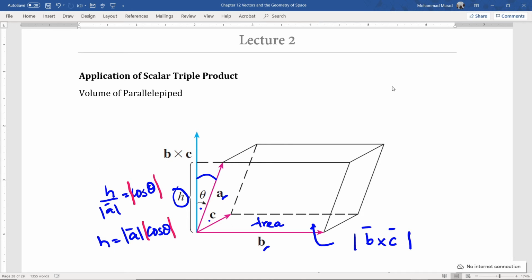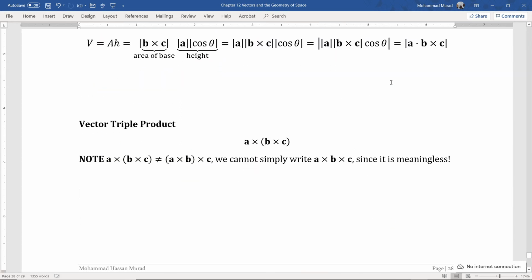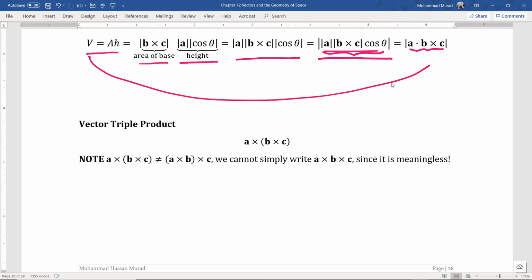So the volume of this box is given by the formula as shown here: the area of the base times height, where the area of the base is the magnitude of the vector B cross C, and the height is the product of the magnitude of A times the absolute value of cosine of theta. And we can rearrange these terms, and this can be put into the absolute value of the product of the magnitude of A, the magnitude of B cross C, and the cosine theta. But the quantity inside the bars is simply the scalar triple product. So we have the volume as the absolute value of the scalar triple product.